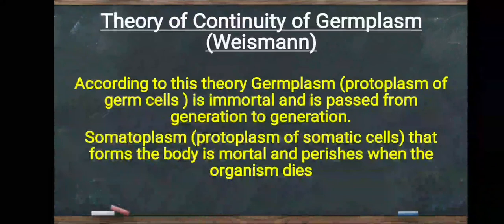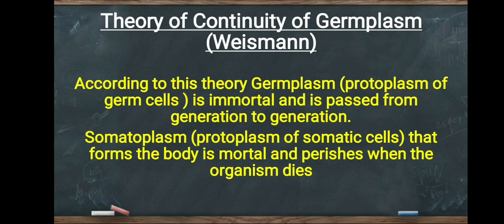And the last theory of the blending theory of inheritance is called the theory of continuity of germplasm, which was proposed by Weismann. As we know, there are two types of cells. One type, which does not take part in reproduction, is called somatic cells, while the second type, which takes part in reproduction, is called germ cells. The protoplasm present in the somatic cells is called somatoplasm, while the protoplasm present in the germ cells is called the germplasm.